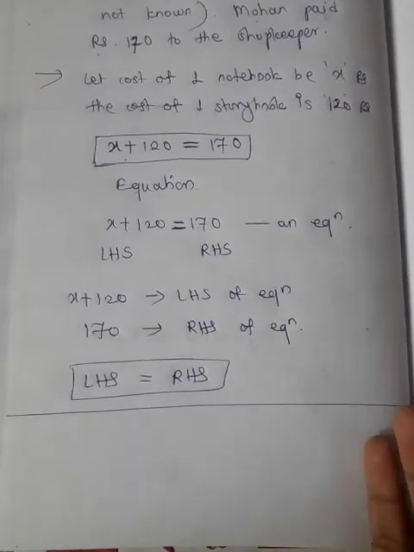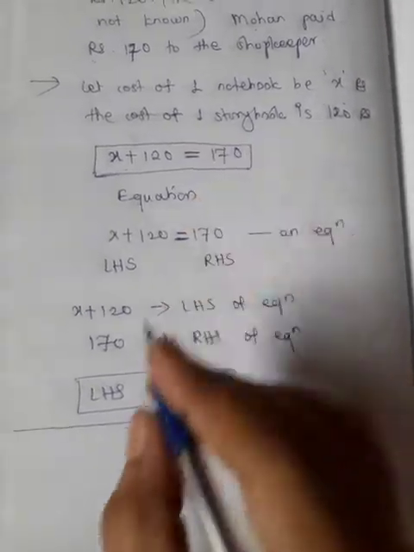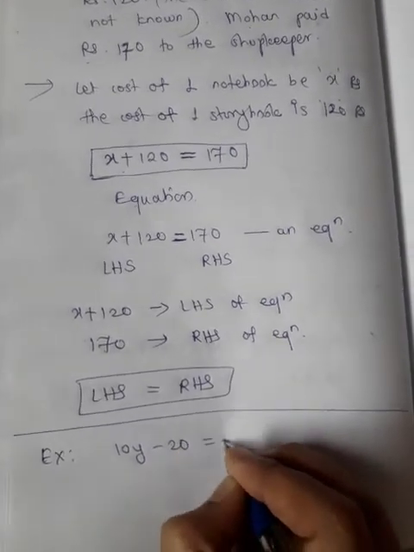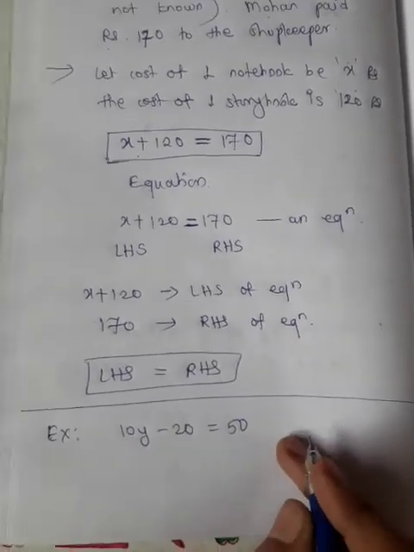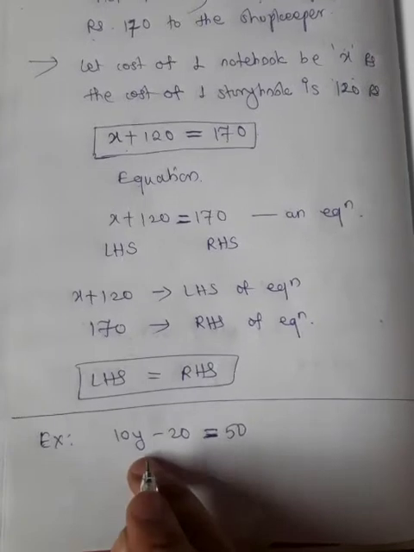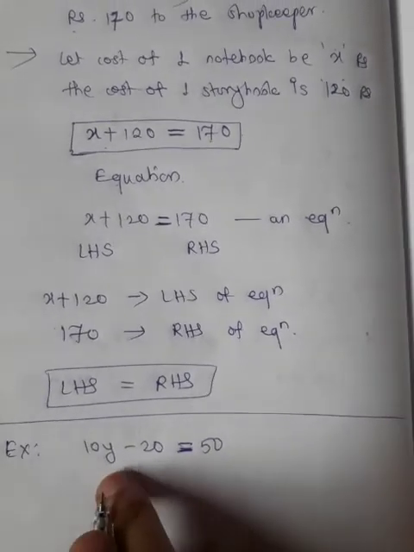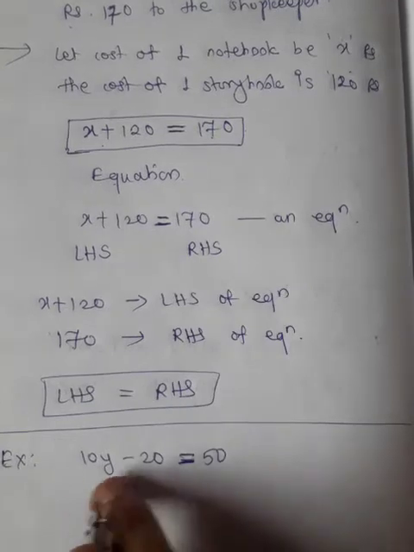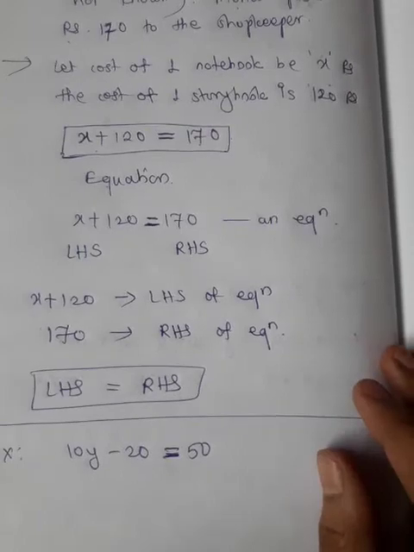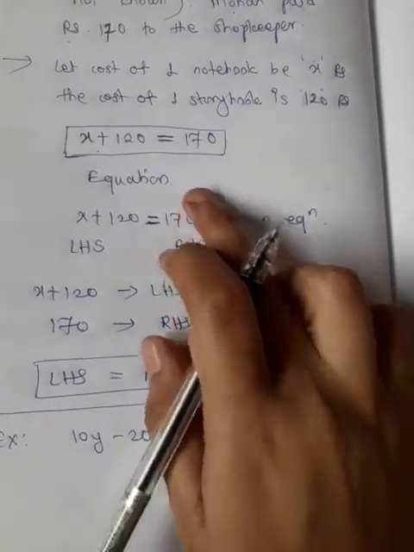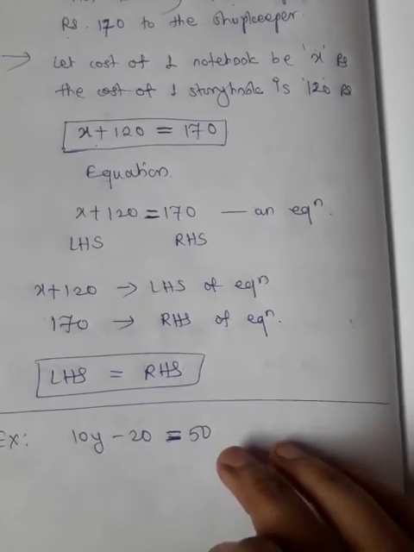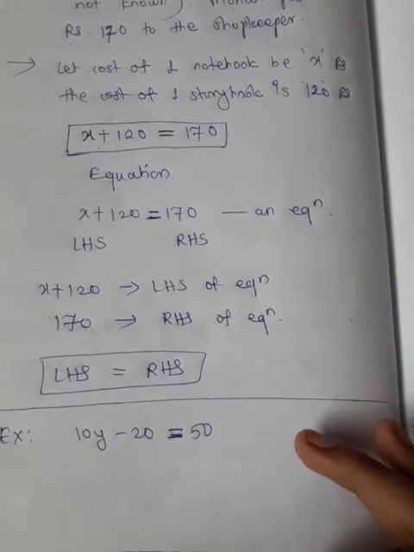So we can form other types of examples of equations. So here see, 10y minus 20 is equal to 50. So this is also an equation. See, there is an equality sign between these two expressions, and here the variable is y. So this is an equation in variable y. Okay, this is also an example of an equation. Here the RHS of the equation is constant, and here also the RHS of the equation is constant. So this need not always be so.